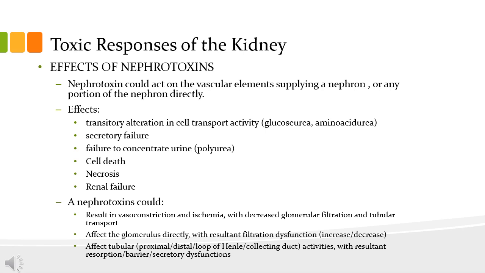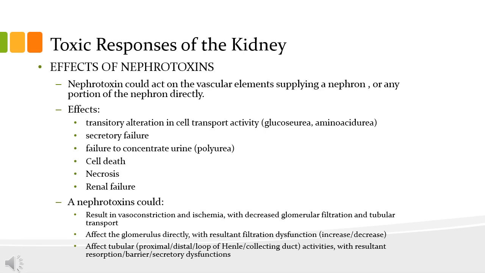Next, we will move on to the toxic responses of the kidney. So we will discuss the effects of nephrotoxin. Nephrotoxin could act on the vascular elements supplying a nephron or any portion of the nephron directly. The effects include transitory alteration in cell transport activity, such as glucosuria and aminoaciduria. Second is the secretory failure, and third is the failure to concentrate urine, a condition known as polyuria.